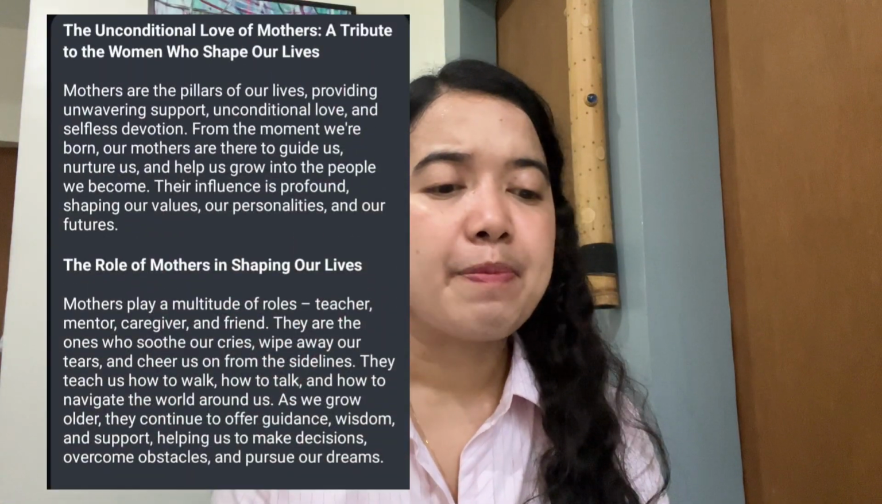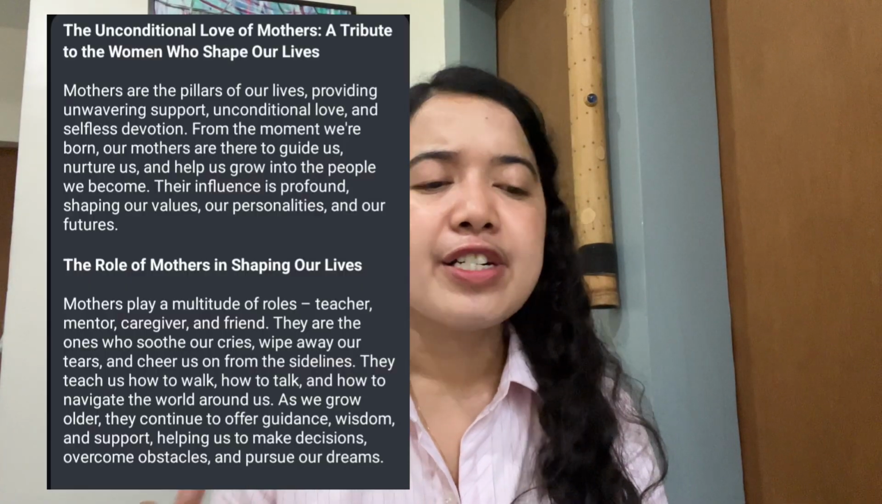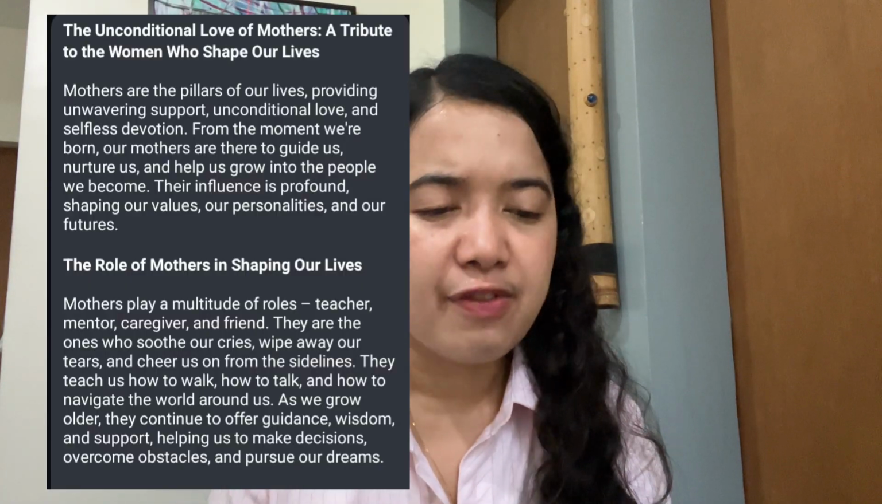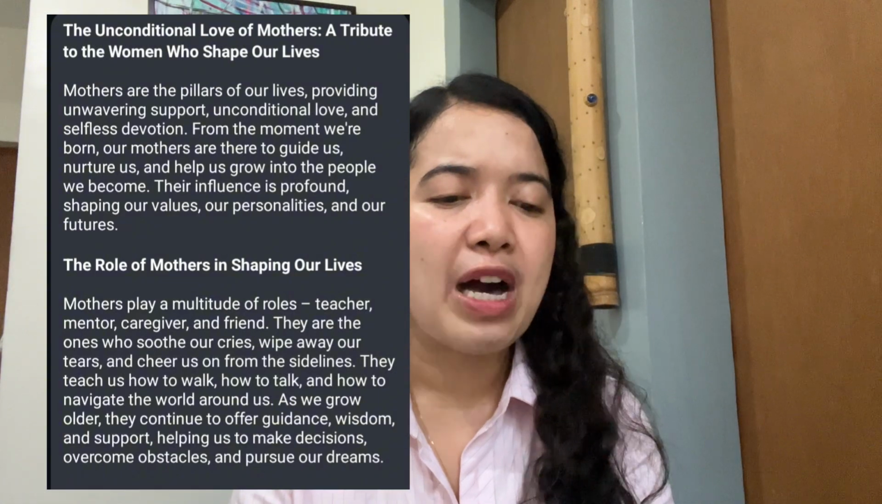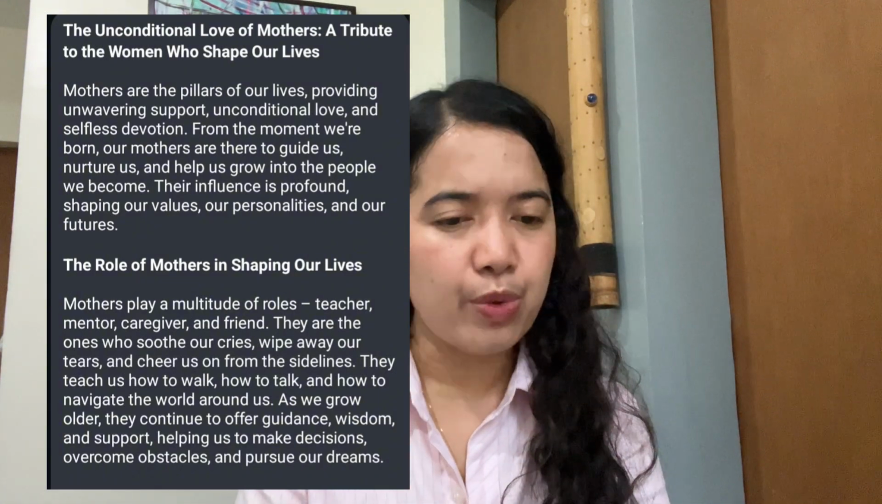Here is an example of an article that lists a lot of threes. Mothers are the pillars of our lives, providing unwavering support, unconditional love, and selfless devotion. Their influence is profound in shaping our lives, that's number one, our personalities, number two, and our futures, number three. It has multiple lists of three things. It shows that AI is not really a good writer. That's why I always tell my students to never allow themselves to be replaced by AI, because they are way smarter than AI.